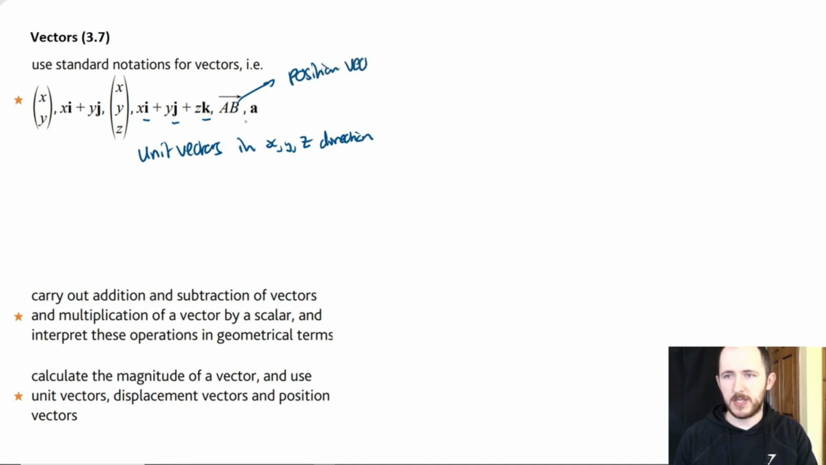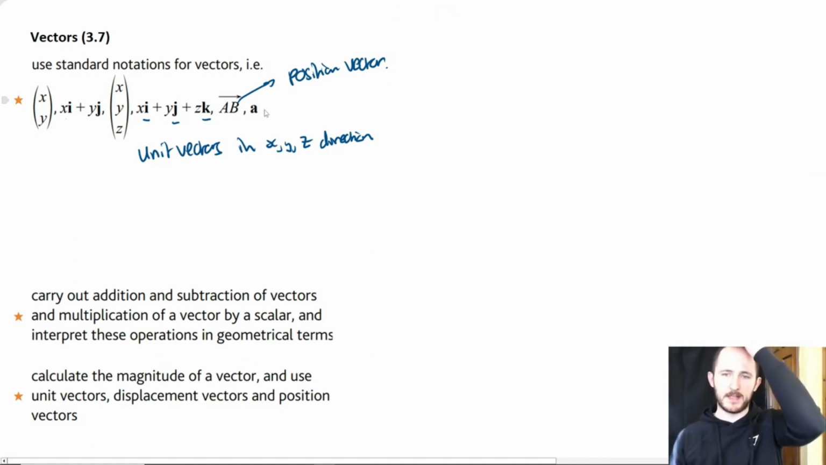And lastly, which is not one that you'd ever use for writing, they also put vectors in bold. So those are the different notations you can have. Now, of course, you can't write in bold in pen, so I would recommend always using an underline or an arrow on top, or the i, j, k notation, or of course the column notation.